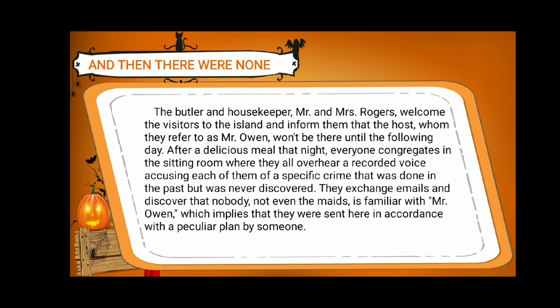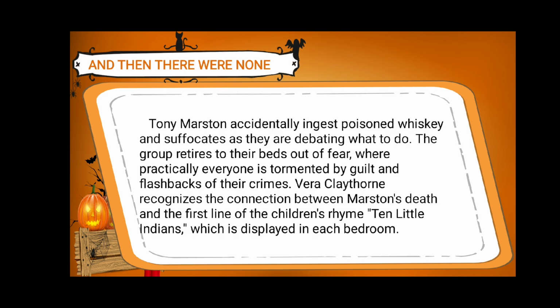Owen, which implies that they were sent here in accordance with a peculiar plan by someone. Tony Marston accidentally ingests poisoned whiskey and suffocates as they are debating what to do. The group retires to their beds out of fear, where practically everyone is tormented by guilt and flashbacks of their crimes. Vera Clayton recognizes the connection between Marston's death and the first line of the children's rhyme, Ten Little Indians, which is displayed in each bedroom.